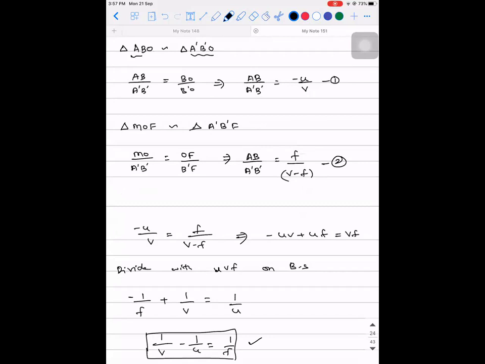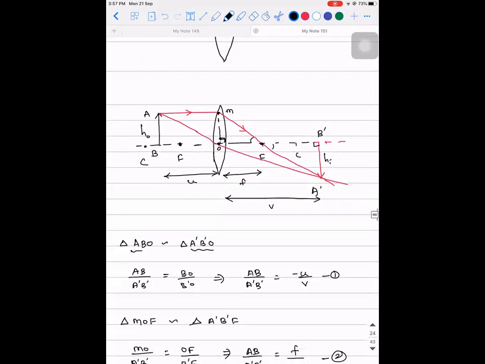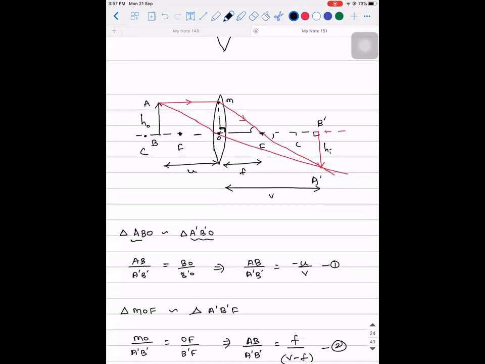Sir, can you show the diagram once, sir? Done? Done with the diagram? One second, sir. Yes, sir, done with the diagram. Thank you, sir.